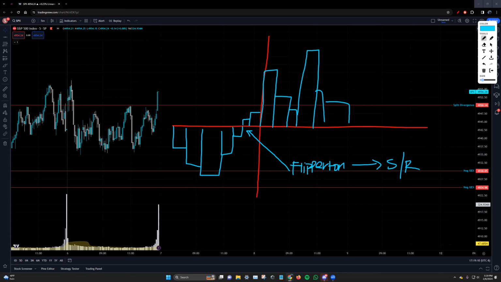Perfect. Liquidos gave you an answer. Dealers may not want to flip their portfolios from negative gamma to positive gamma or vice versa.